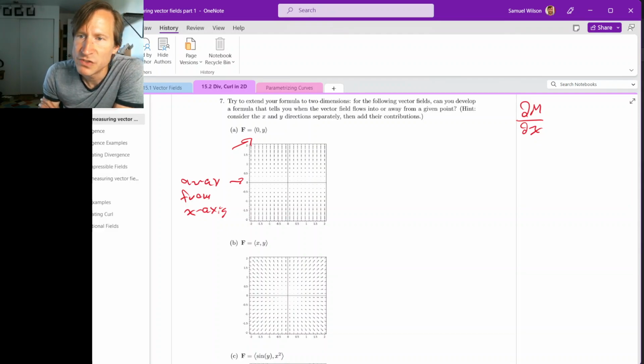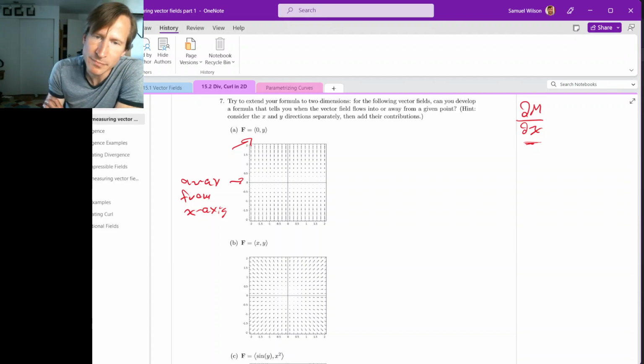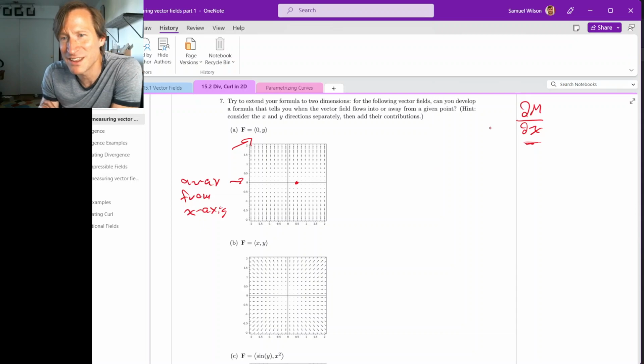So this partial m partial x can't be the whole story for measuring whether something is flowing into or away from a point, because it's saying that the flow out of the x-axis is 0, when in fact we can clearly see it's not. This vector field is flowing away from the x-axis. What we've missed is, of course, we haven't looked at the function n, right?